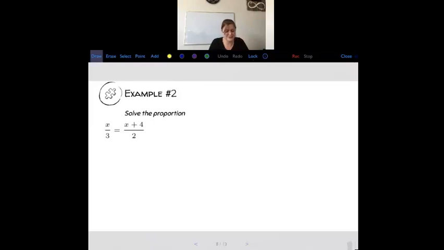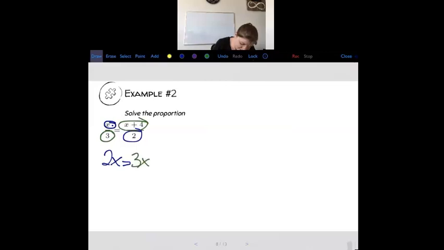Okay, so we'll go through this one together. This one we're going to cross multiply, so we would do x times 2 to get 2x. And remember, when we're cross multiplying, it's entire numerator to entire denominator. So we're multiplying 3 times x plus 4. So the 3 has to go to the x and to the 4 to get 3x plus 12.